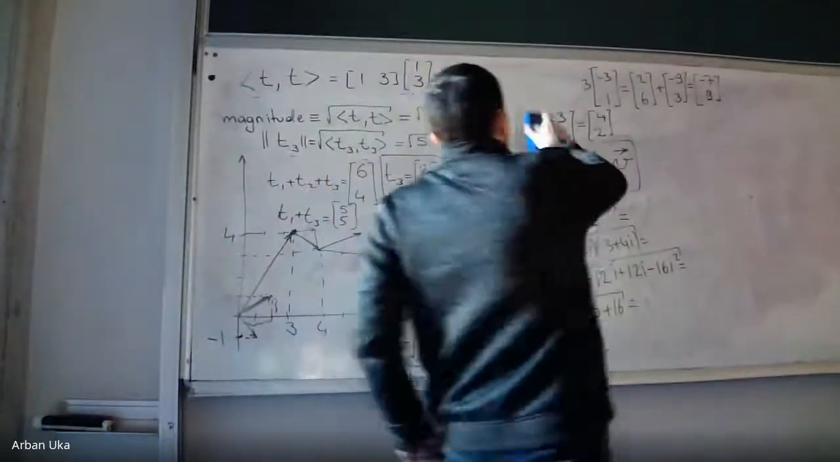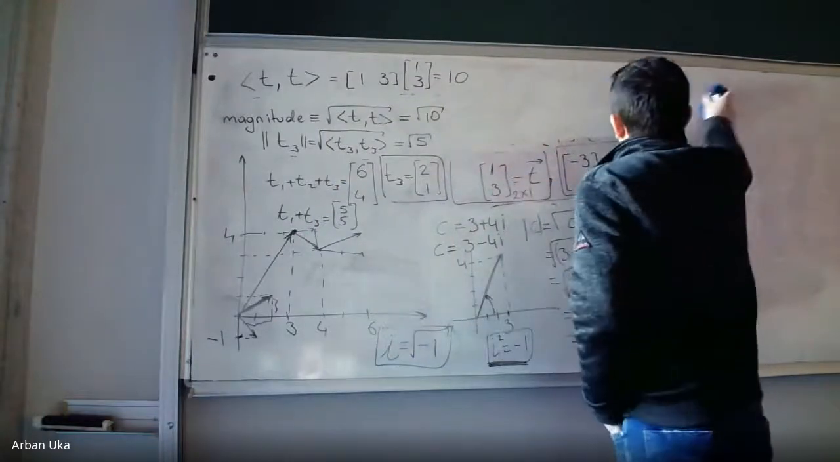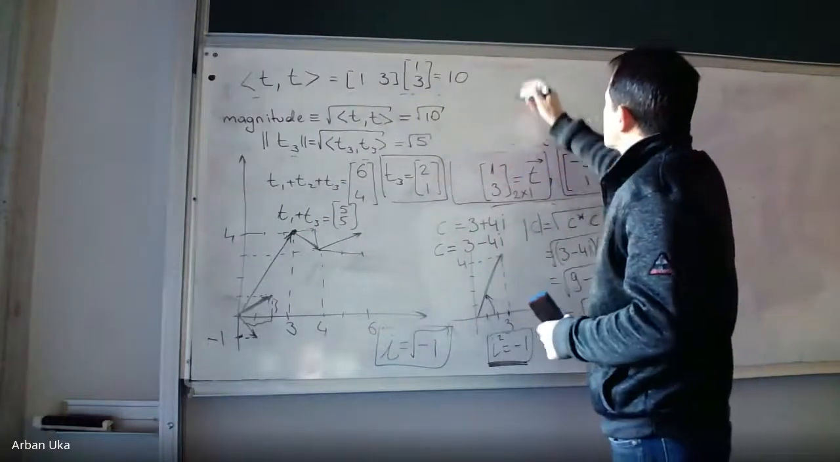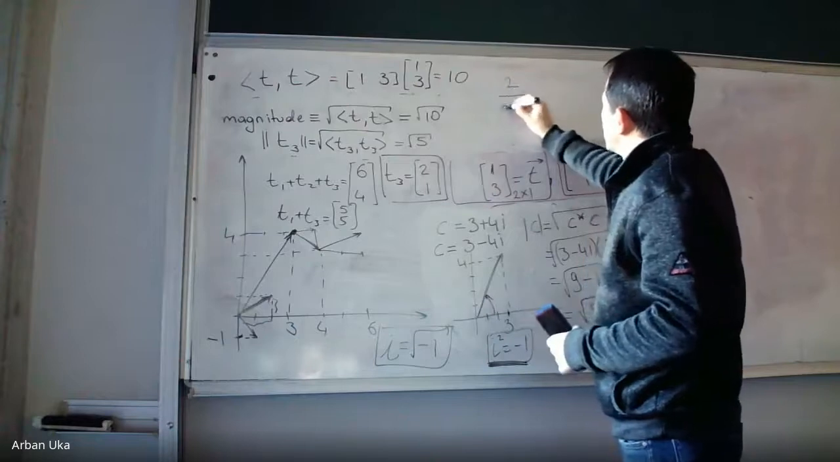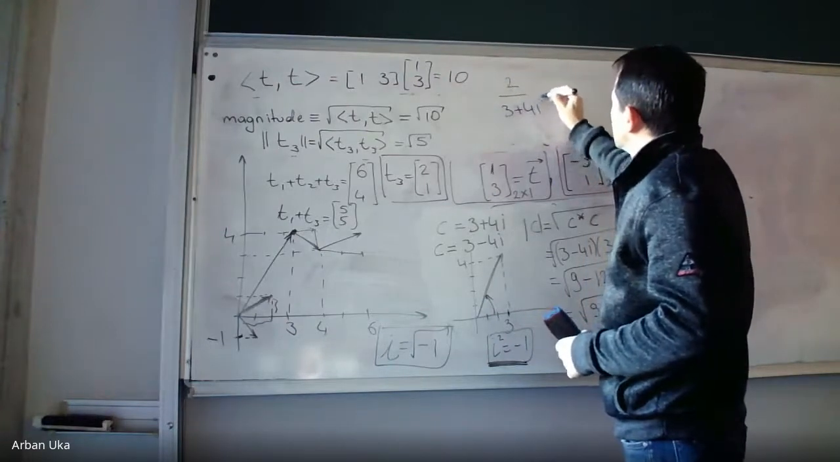But for now, let's see this other equivalency, which is the following. What is, for example, 2 over 3 plus 4i? What is this?